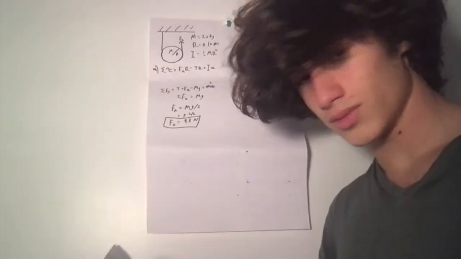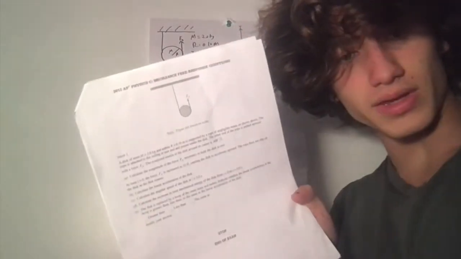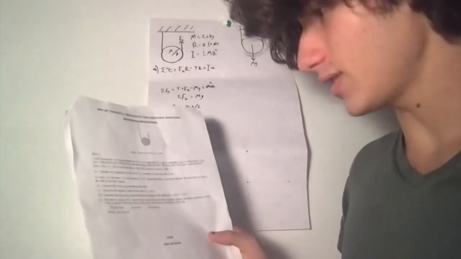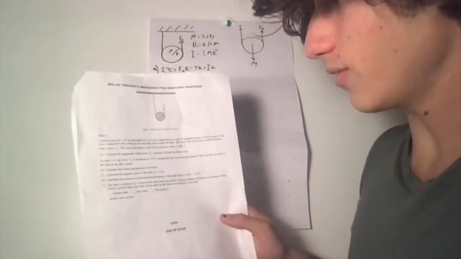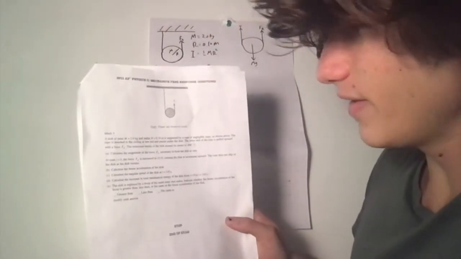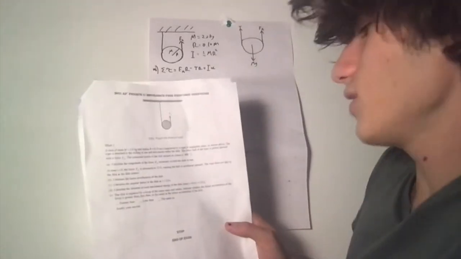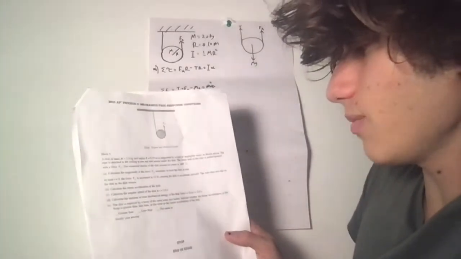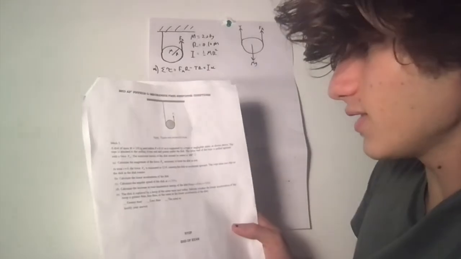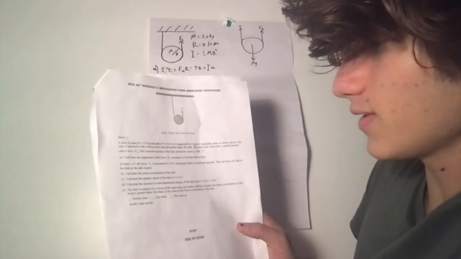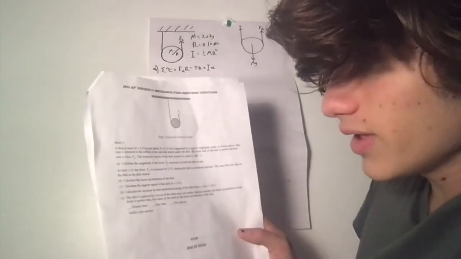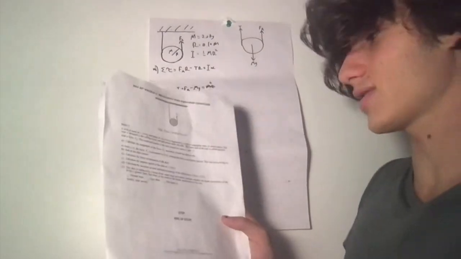Perfect. So let's see what part B is asking us. They say, at time t is equal 0, the force Fa is increased to 12 newtons, causing the disk to accelerate upwards. The rope does not slip on the disk as the disk rotates. B. Calculate the linear acceleration of the disk.